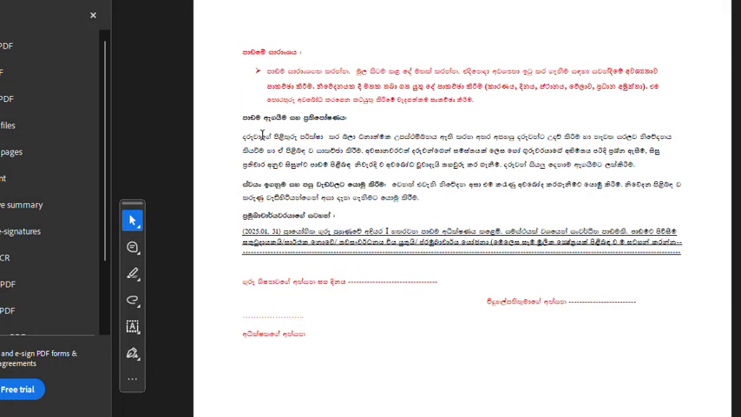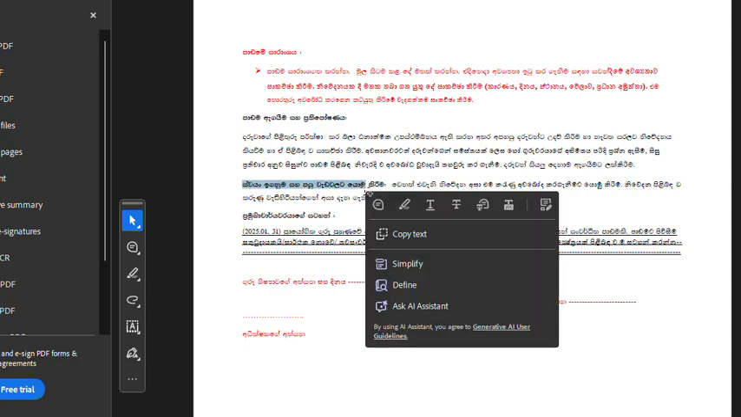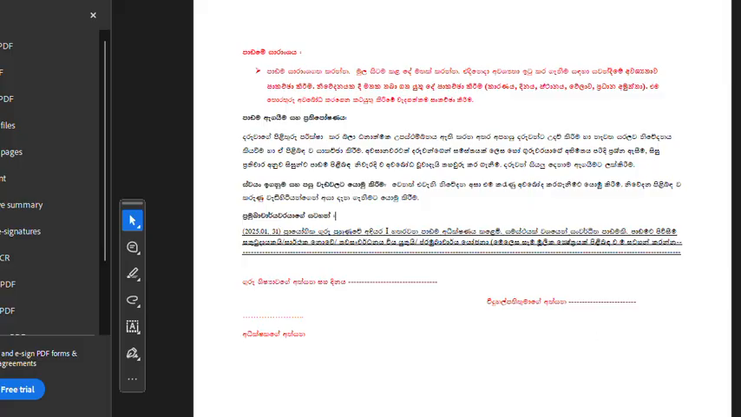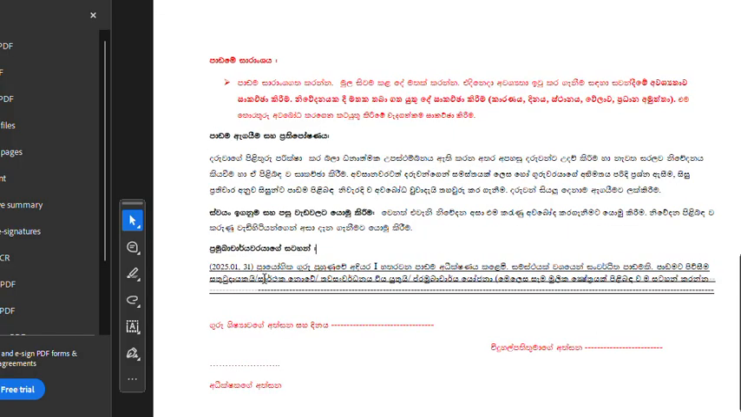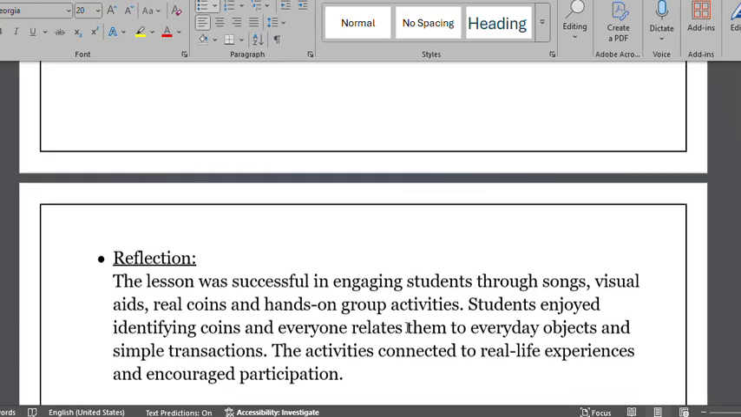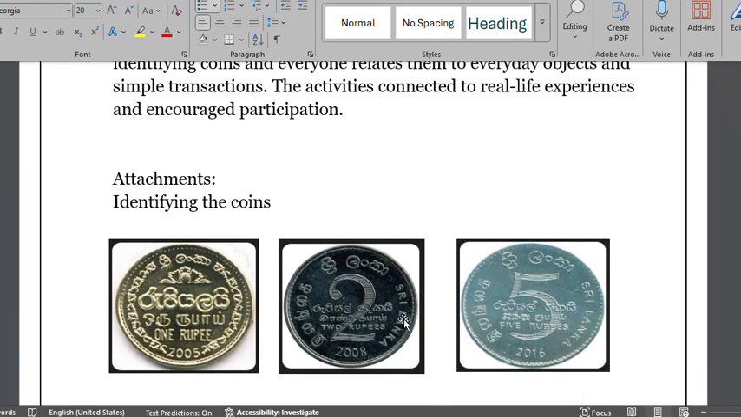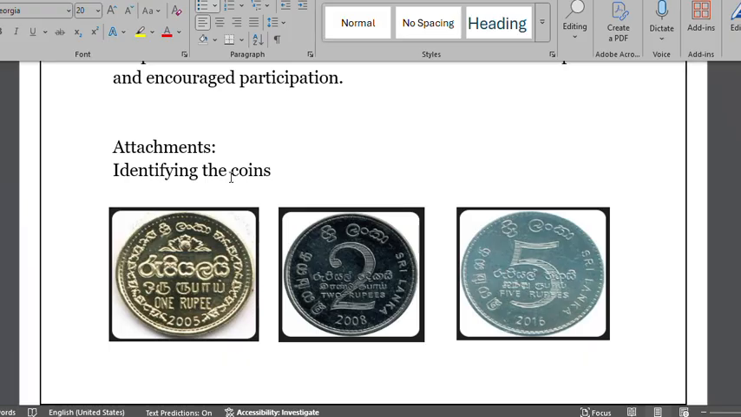Here they have mentioned the reflection. They have done this for teaching practice stage 1, and they mention the kind of thing. So like that you want to write a small reflection, and after that you want to attach the attachments, the things that you used while doing the lesson.